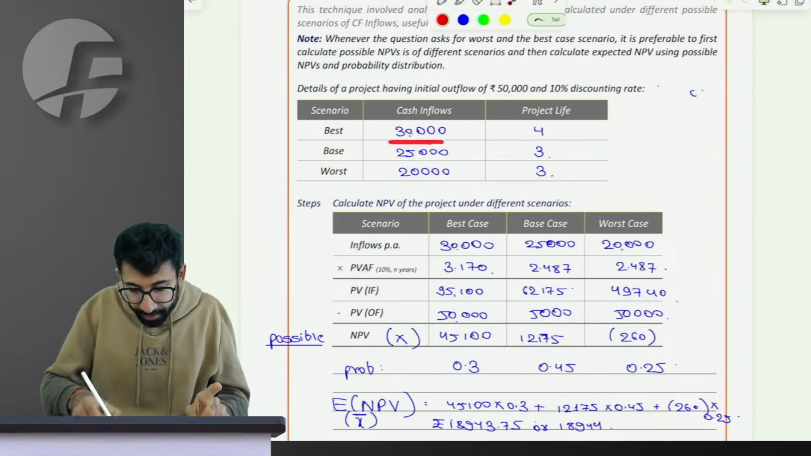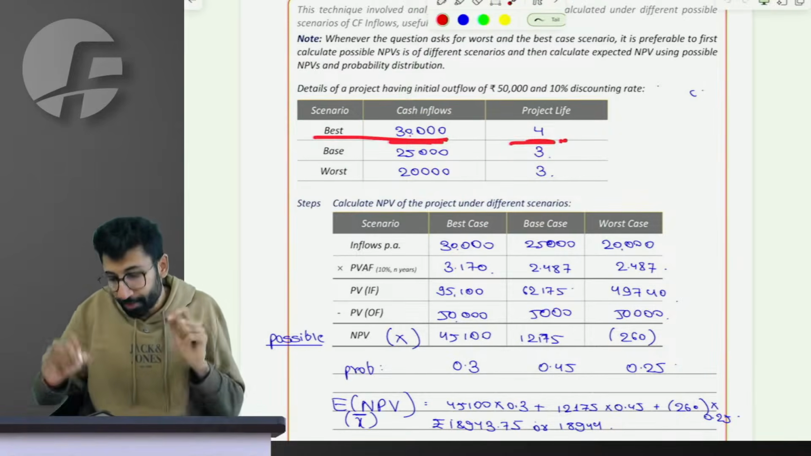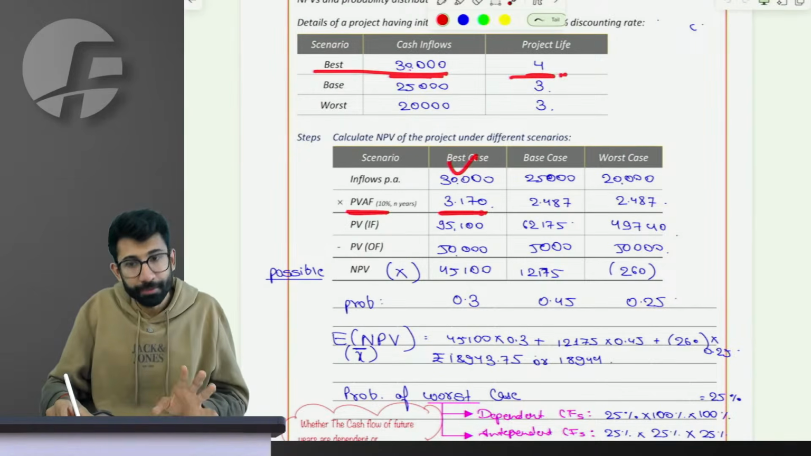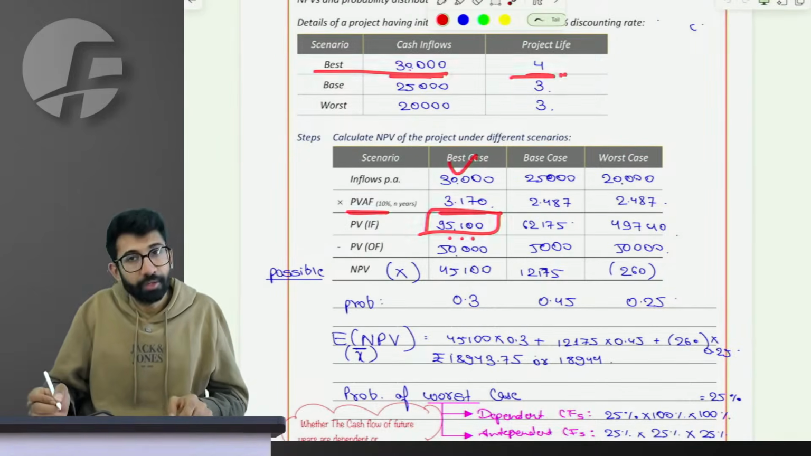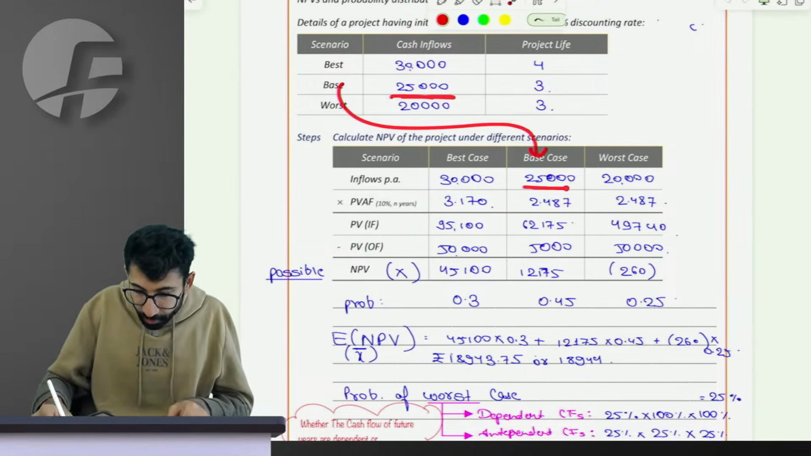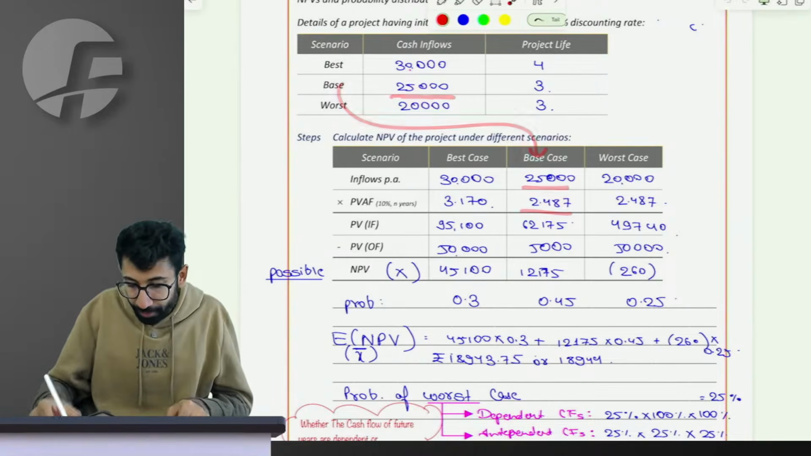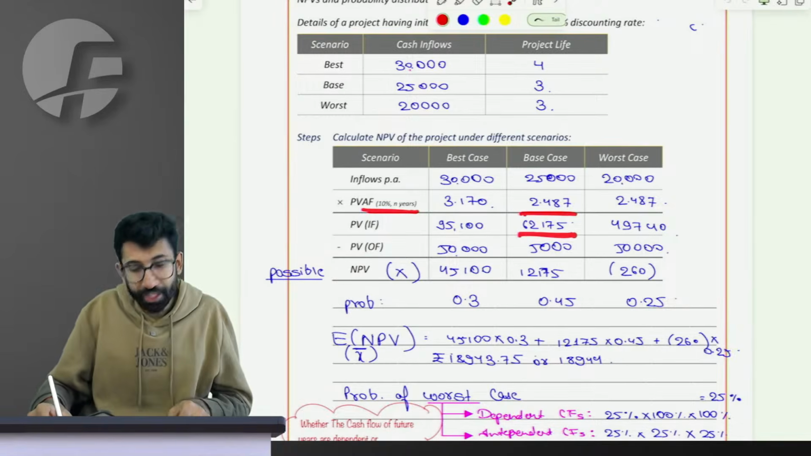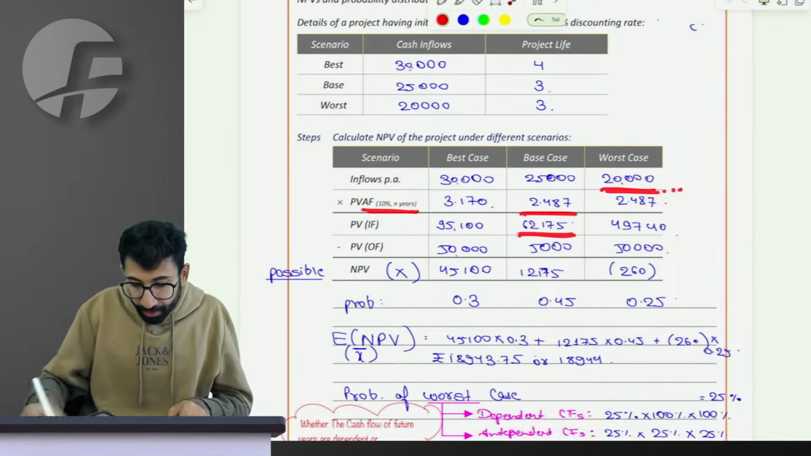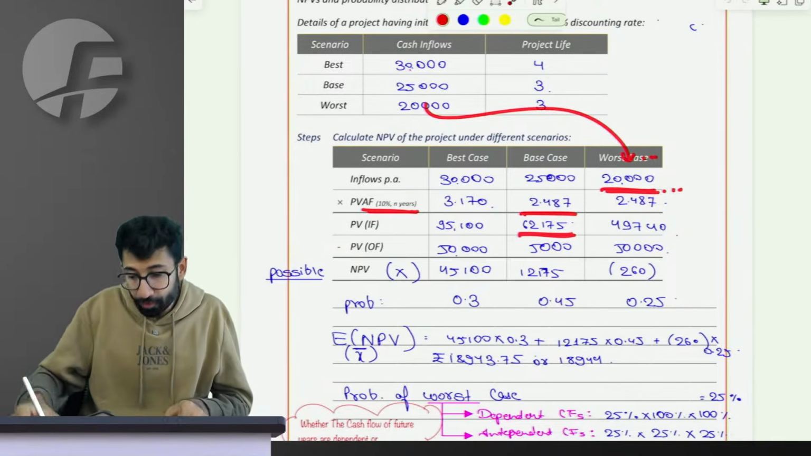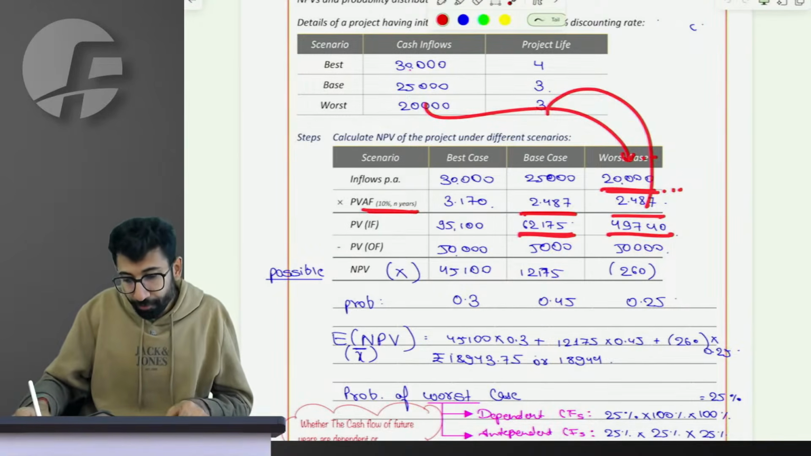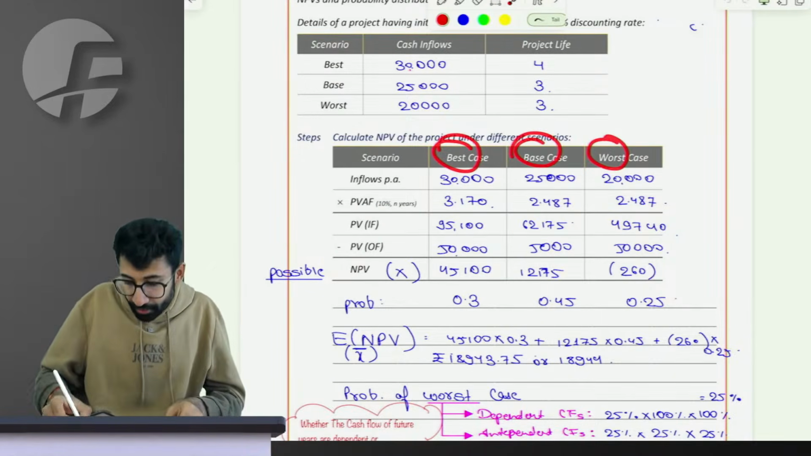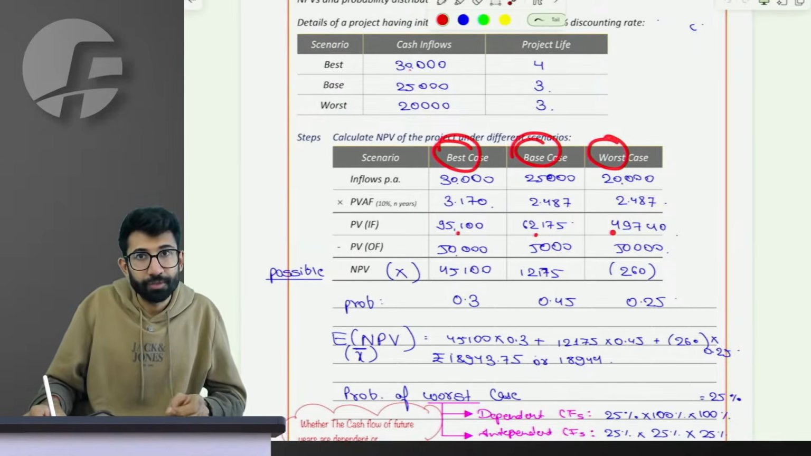For example, if this is the cash flow for the next 4 years, then what will be the present value of cash flow? 30,000 into the annuity factor for 4 years at the rate of 10%. Present value of cash flow is 95,100. If this is the cash flow in the base case, 25,000, then the present value of future cash flow will be the annuity factor at 10% for 3 years, giving me the present value as 62,175. Similarly, 20,000 is the worst case cash flow multiplied by the factor for 3 years, giving me 49,740 as the present value of inflow. In these three different scenarios, these are the three present values of future cash flows.